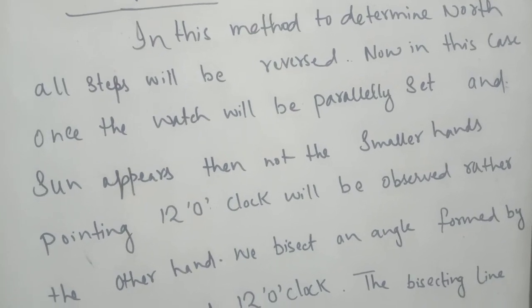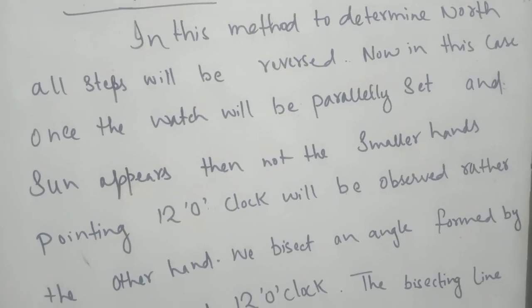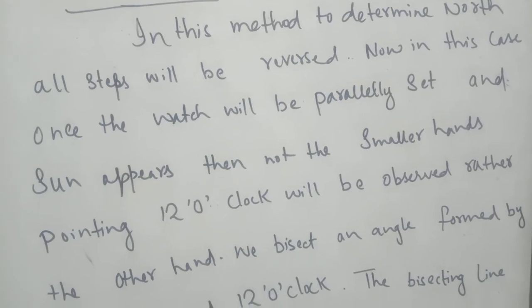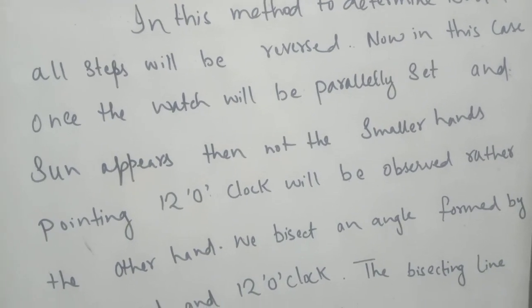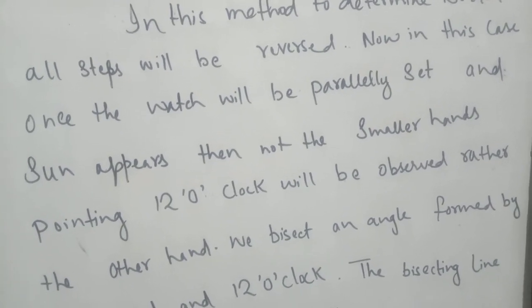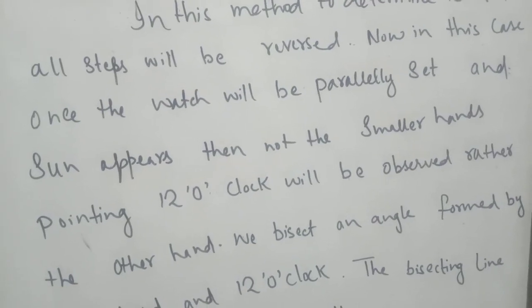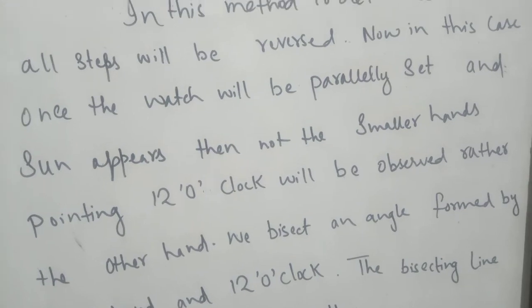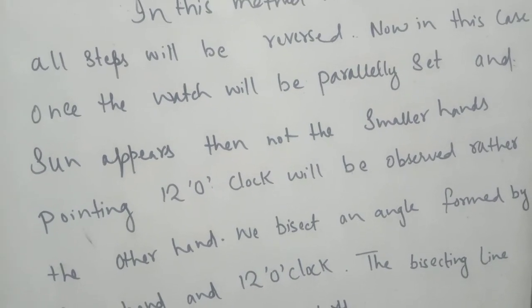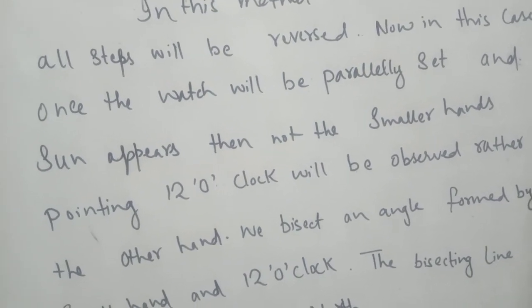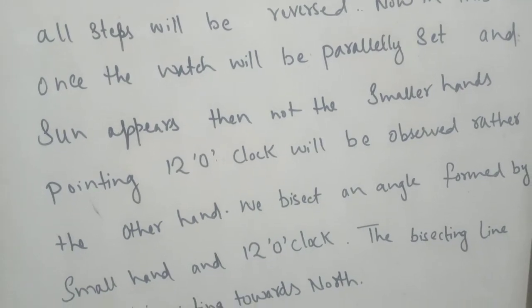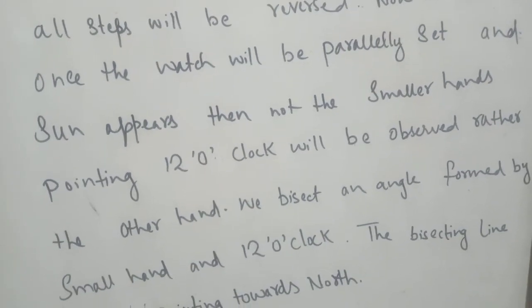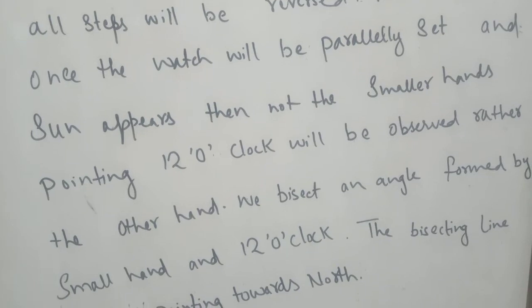But now we make the observation not by the smaller hand; rather, we wait for the time when the large hand of the clock is pointing towards 12 o'clock. When it points towards 12 o'clock, we make a bisecting angle formed by the smaller hand and 12 o'clock.